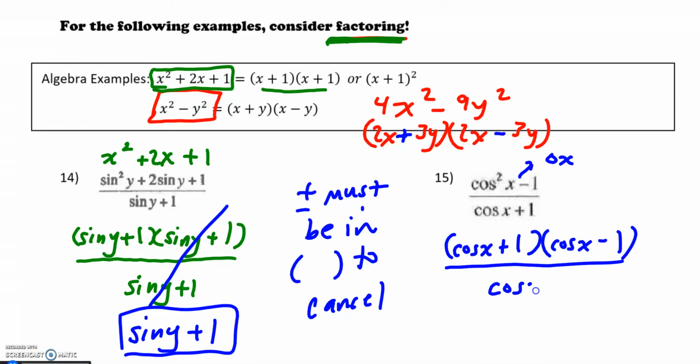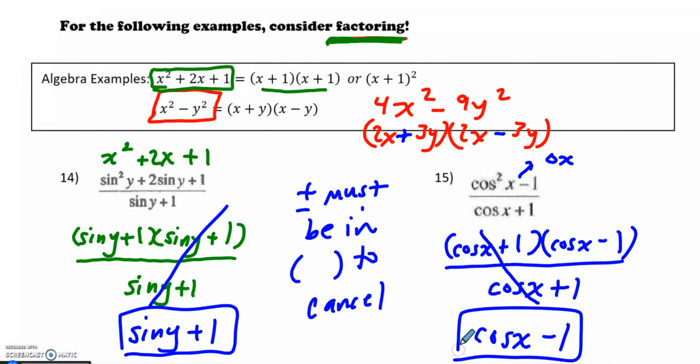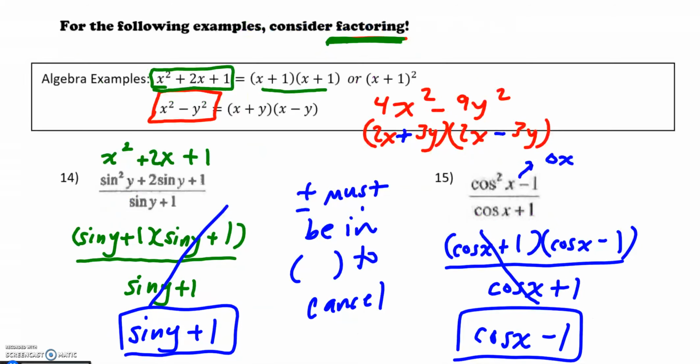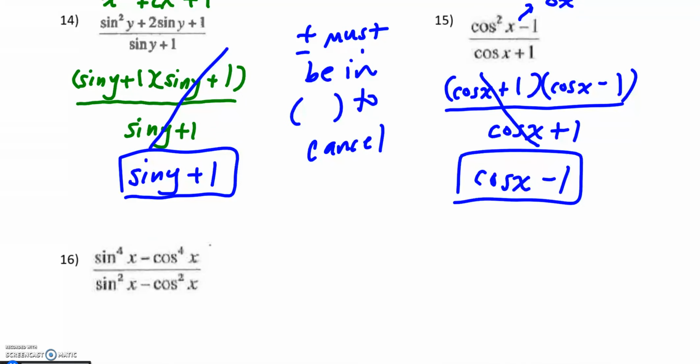In the denominator, I have another cosine x plus 1. And because it matches this exactly, it crosses out. So I'm left with just cosine x minus 1 in the numerator. The last, but definitely not least, problem, I need to scroll down. The last problem, number 16, is a good one.